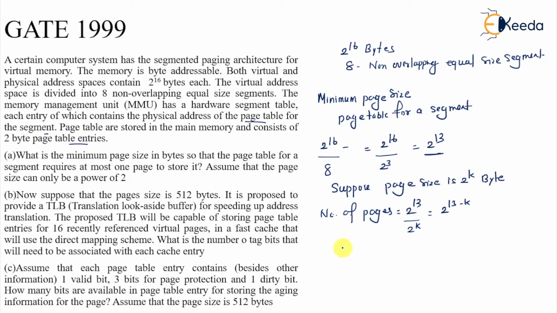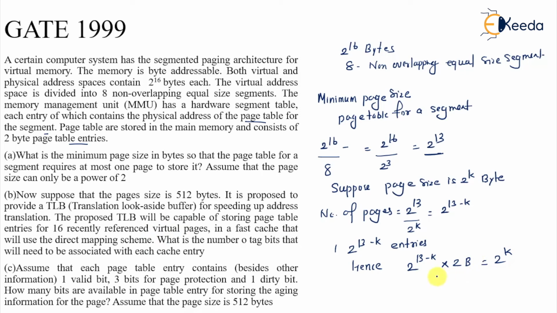The page table for a segment will have these 2 to the power 13 minus k entries, because for each page there will be 1 entry for that segment. Hence, with the given condition, 2 to the power 13 minus k, into each entry size of 2 bytes, should be equal to 2 to the power k.